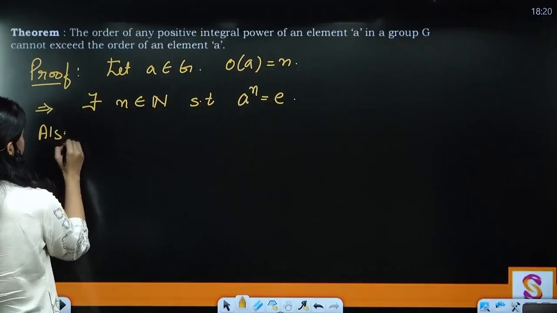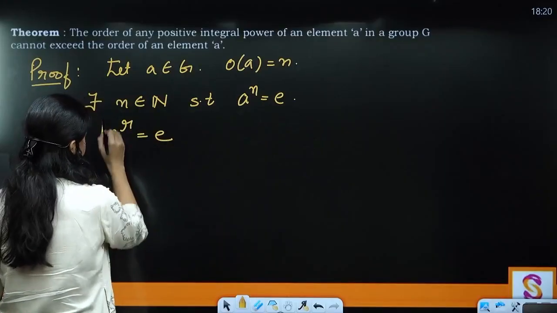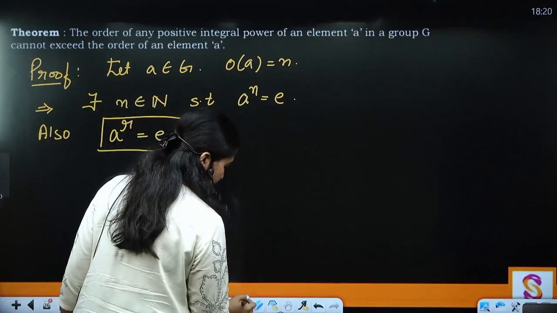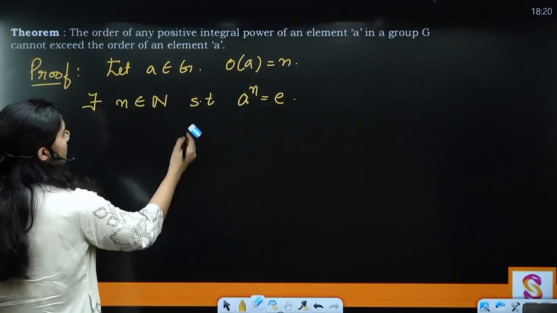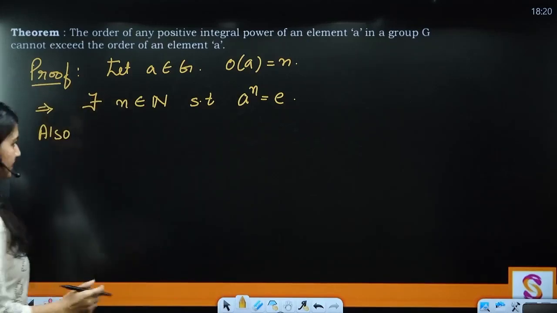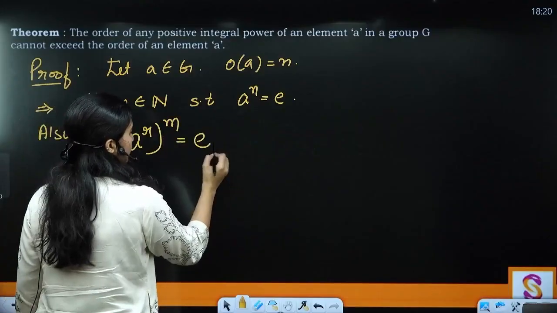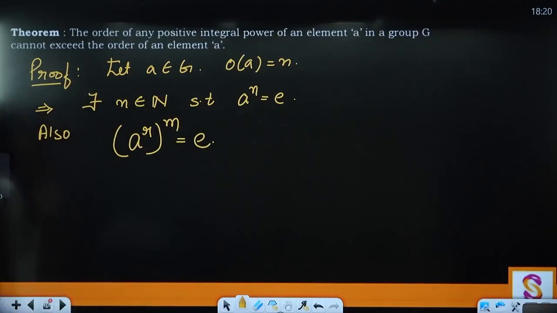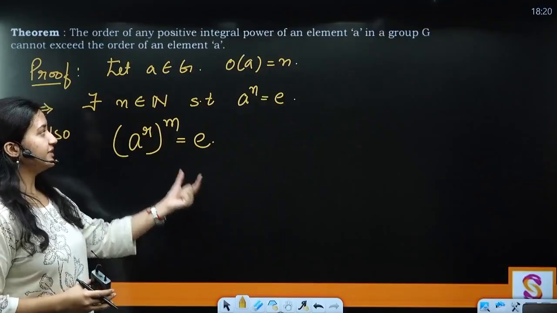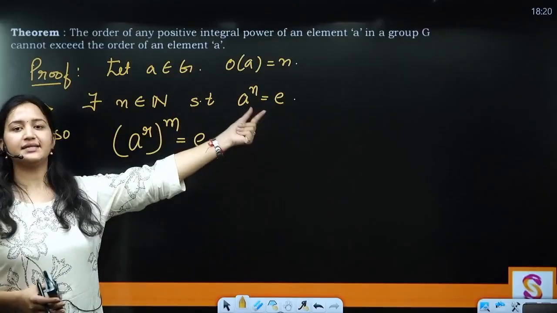Also, A raised to the power r equals E. What I have to prove here is not A raised to the power r. Wait. The order of any positive integral power of an element. Let's say that integral power is a raised to the power r. That means now this m cannot exceed the value of n. मतलब इस integral power of the same element का जो order होगा, it can never exceed the order of the original element, right? So basically we are supposed to prove that m is less than or equal to n.